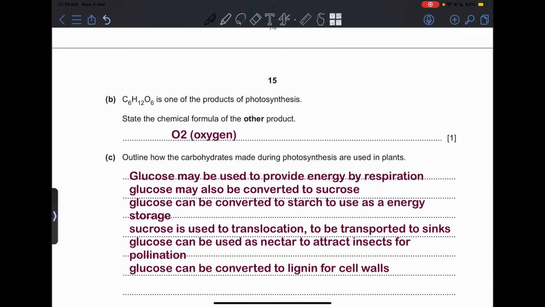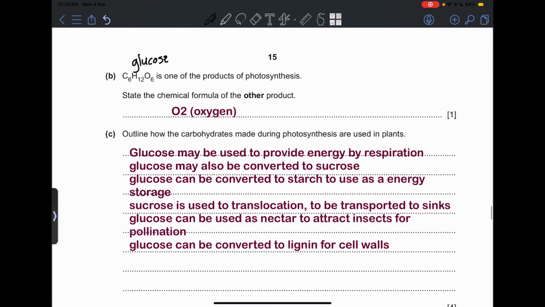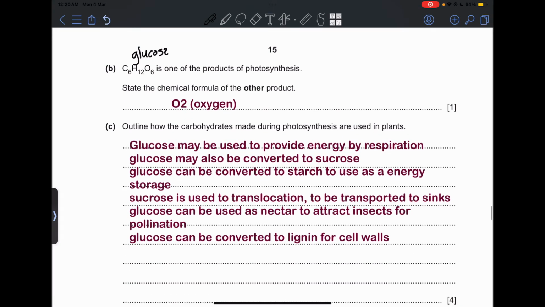B says C6H12O6 is one of the products of photosynthesis. This is actually glucose. State the chemical formula of the other product. This is actually oxygen, O2. You only have to write it down as O2. You can't write it down as oxygen in a word like that. You have to write it down in its chemical formula, because if you write it down as oxygen as letters, then you're going to get 0 marks.